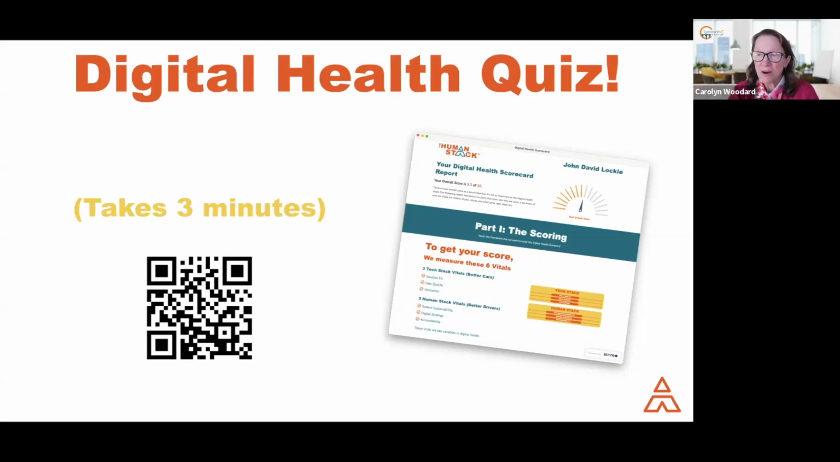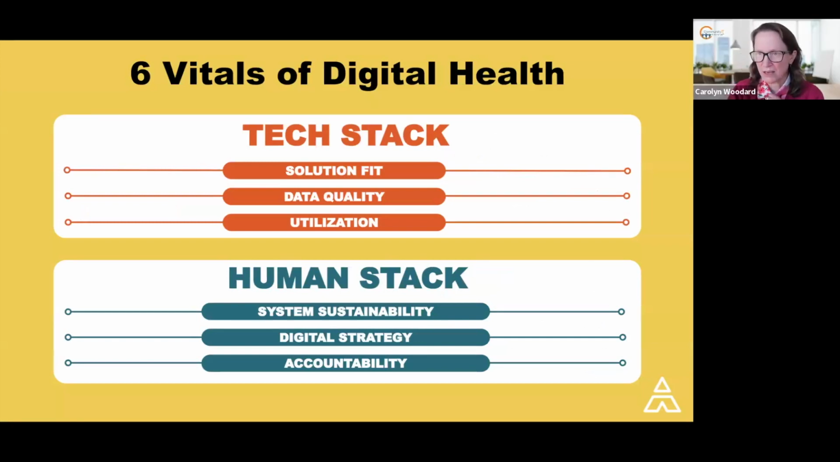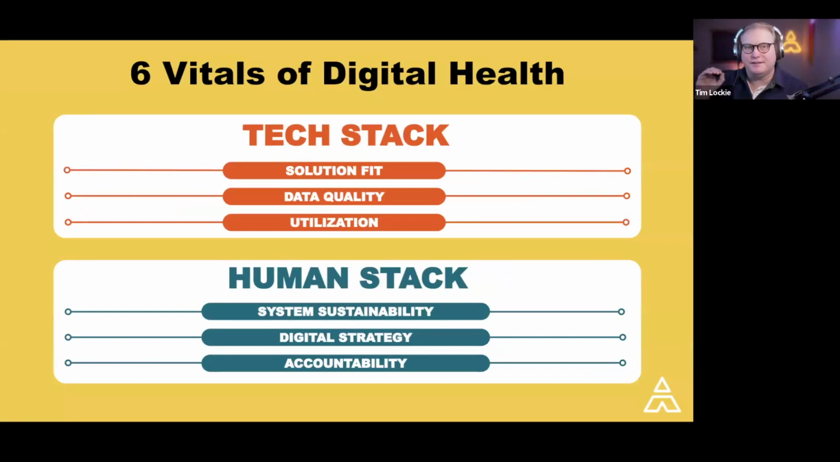I think we've probably given people just about enough time to do the quiz. Did you want to talk about the vitals that they have looked at in that quiz, and then we'll get to our poll? You answered 6 questions in that quiz, and 3 of them are related to the tech stack. They're solution fit, data quality, and utilization. So those are digital health vitals for the tech stack. On the human stack side, there is system sustainability, digital strategy, and accountability.